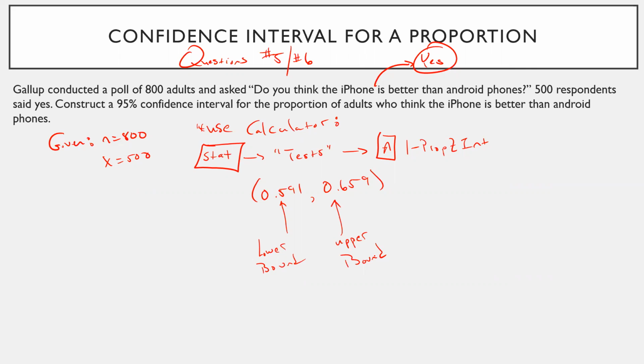So some of the things that were posted in there, I'm going to post this sheet, this PowerPoint slide, to the Blackboard. And I would print it out and have it handy when you take the exam. So like, questions 5 and 6, what are the options in the calculator? Stat, test, 1-prop-z-int, okay?